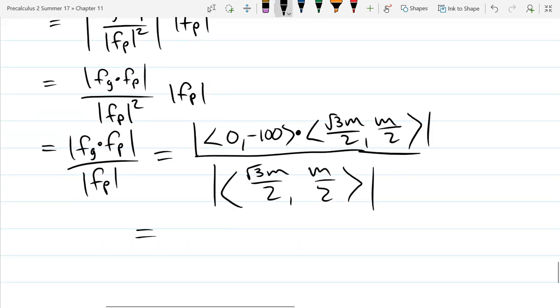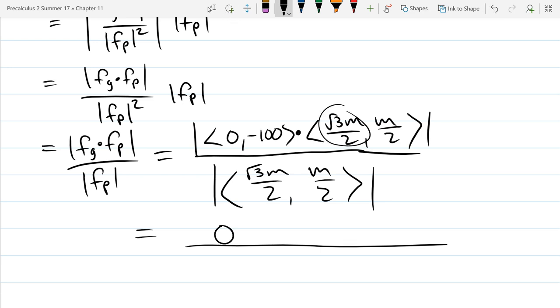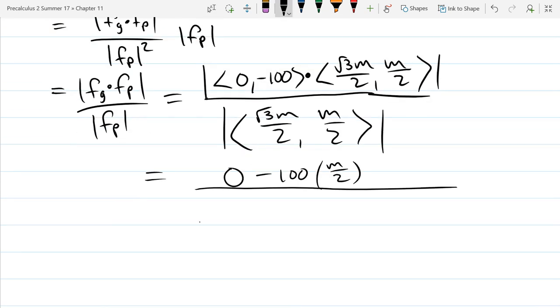One of the problems with math is there's an infinite number of ways to do things correctly. Unfortunately, there's an infinite number of ways to do things incorrectly. But because there's an infinite number of correct ways to do things, sometimes you want to go down different paths simultaneously, which is generally not the best idea. It's best to pick a path, go down it, and if that doesn't work, start over and pick a different path. All right, so we're doing a dot product in the numerator. So we got 0 times this number, which is 0, minus 100 times m over 2. And the denominator, we have square root of all this stuff squared.